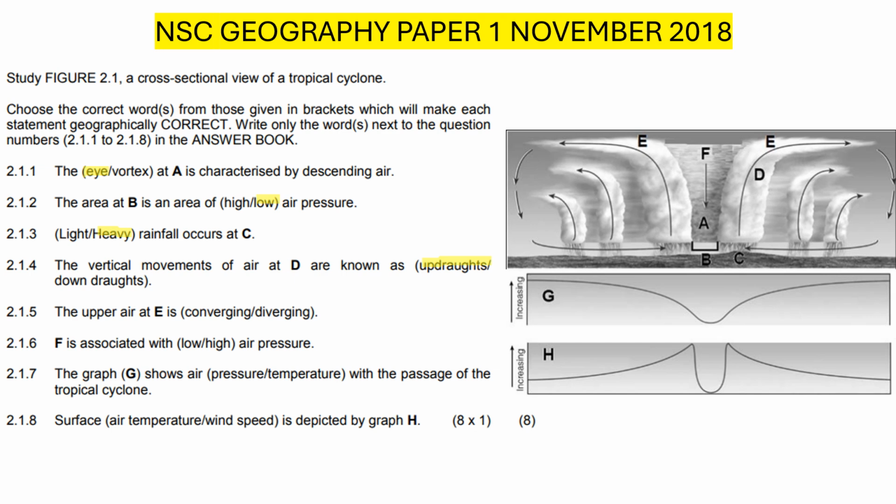The upper air at E is converging or diverging. Remember, at the surface of a cyclone, we have converging air. Where the clouds are located, the air is going to rise, but it's going to spiral in a clockwise direction in the northern hemisphere. At points E on either side, the air is moving away from the center. So even though it is converging at C, at point E, it is diverging.